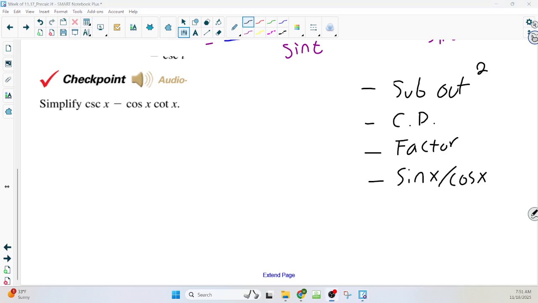All right, so hopefully you paused the video and tried this problem. My students here in class are not getting a lot of time to do it, but this is 1 over sine of x.